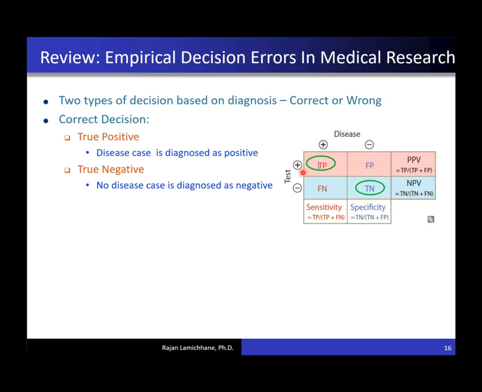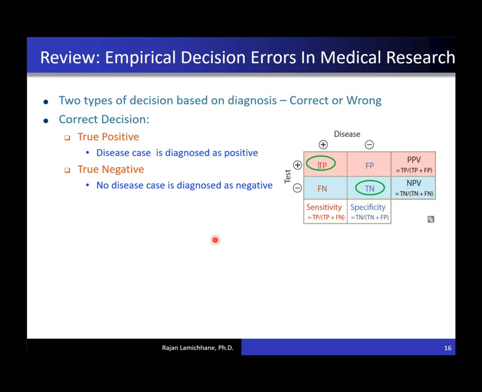Look at this. So here is disease and this is test. Test shows positive for the person who already has the disease. So that's called the true positive rate. And here tests show negative for the individuals who don't have the disease. So that is called the true negative. Both of these are the correct diagnosis.